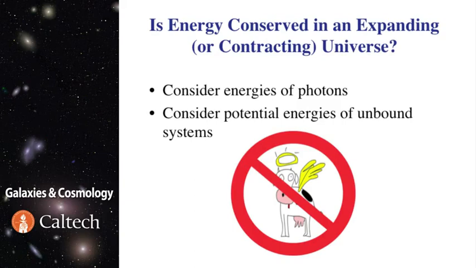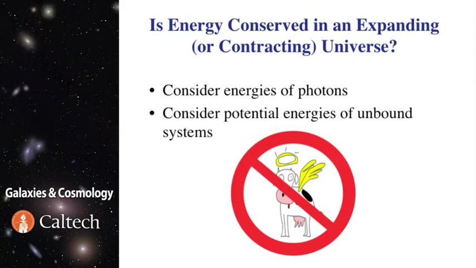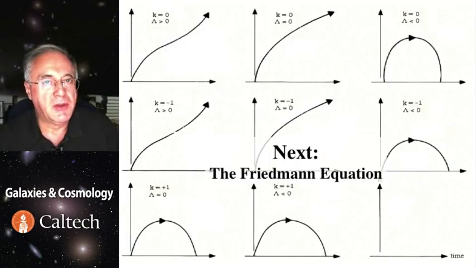Or the other way around, take two galaxies. They're not gravitationally bound, but they still have some potential energy relative to each other. Expansion of the universe carries them apart. The potential energy drops, so the system has gained energy. From where? So the upshot is that energy is actually not conserved in an expanding universe. It's something to think about. Next time we will talk about the Friedmann equation, which is the actual way in which we compute cosmological models.